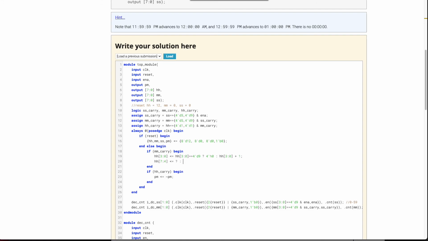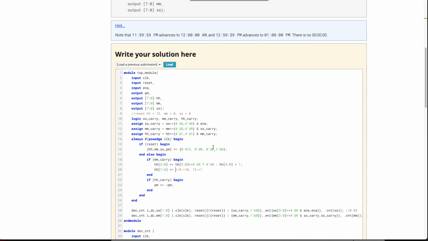So generally speaking, if we're turning over the hour, we just keep it unless it's like 9 to 10 or 12 to 1. So if HH is 9, then this needs to be 10, so 9 to 10.